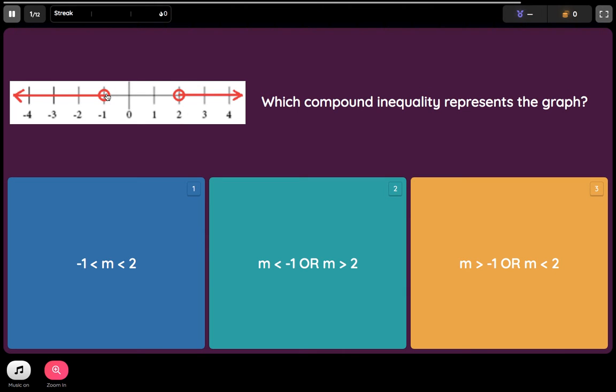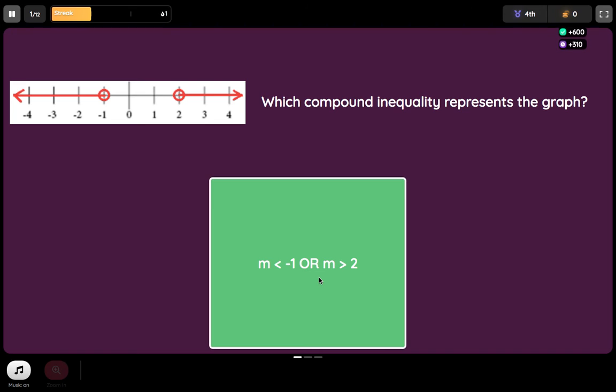It's got to be less than -1 or greater than 2 according to this graph. There's nothing that goes in between there, so it can't be both. It doesn't cover both, so that one would be out. So we're looking at something that says m would be less than -1 or greater than +2. So that would be our option. That would be our answer.